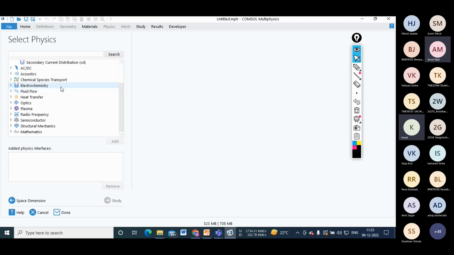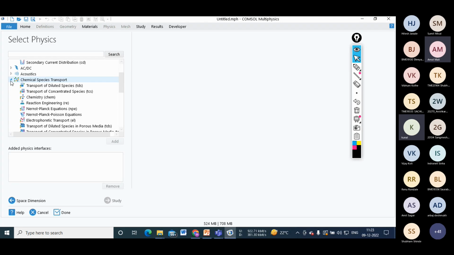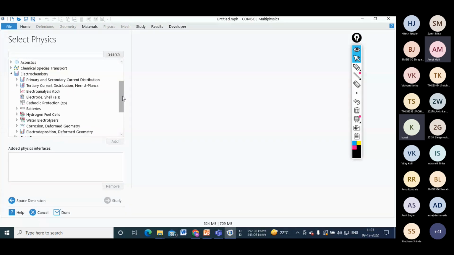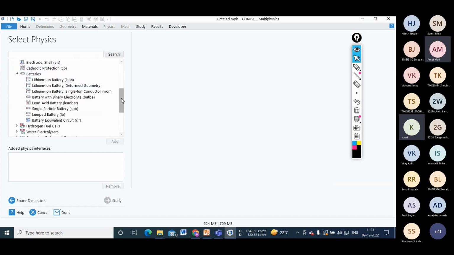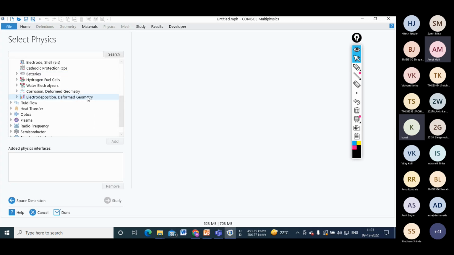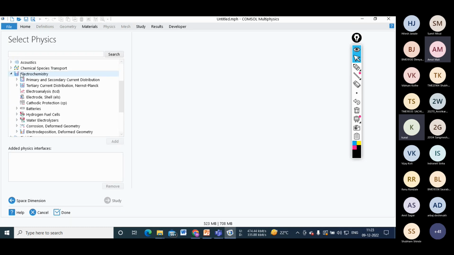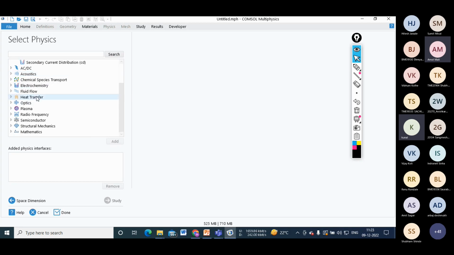After that, chemical species transport, so chemical people can use this module. Next, electrochemistry. This electrochemistry module is used by mechanical people also, because battery analysis can be done by using this software. So lithium ion battery, or lithium ion battery deformed geometry. All these analyses related to batteries, or corrosion related analysis, we can do by using electrochemistry.